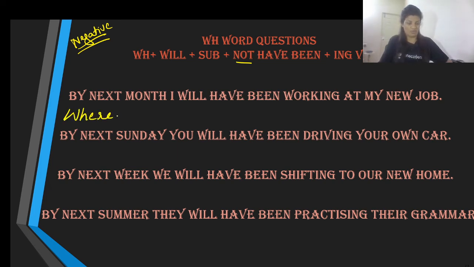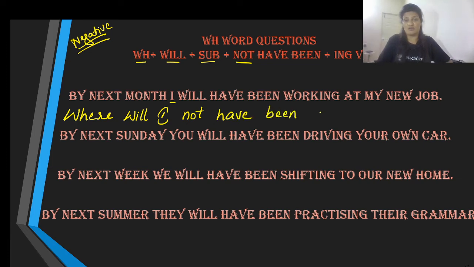Where will I? Where will I? We are going to take the WH word, will, and the subject. And subject over here is I. Where will I not? You are going to introduce the word not. Where will I not have been working by next month? And question mark. Where will I not have been working by next month?